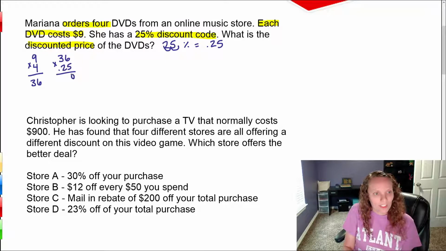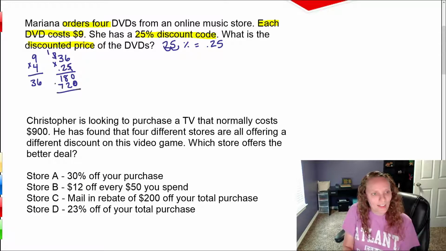6 times 5 is 30. 5 times 3 is 15. 16, 17, 18. Add a 0 placeholder because we're now on the next number. 2 times 6 is 12. And then 2 times 3 is 6, plus 1 is 7, and let's add 0, 10, carry the 1, 7, 8, 9.